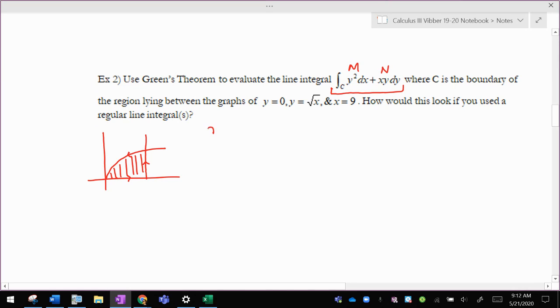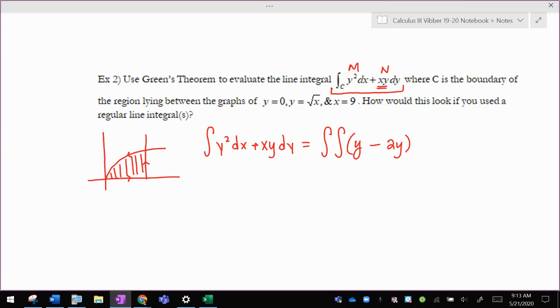So Green's theorem says take your original integral and turn it into a double integral, and then do N dx minus dM dy and evaluate that double integral. Wow, that's smaller. Thank you, math. So now I have y minus 2y.